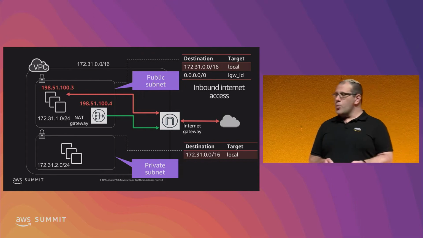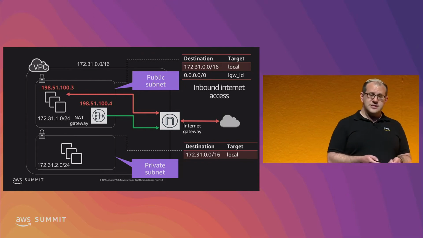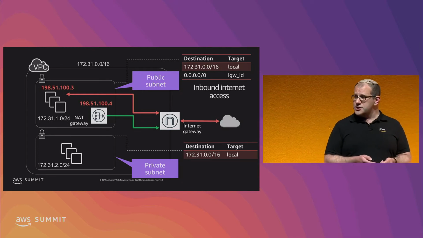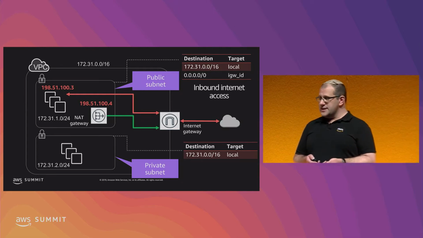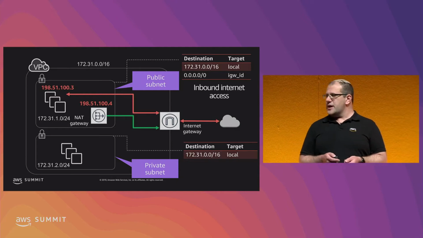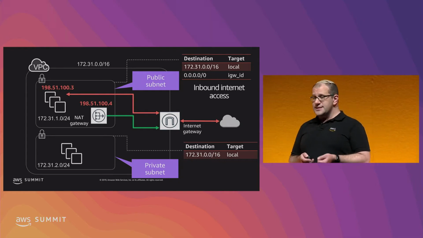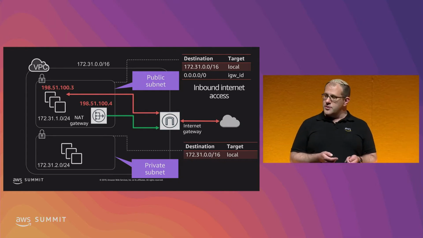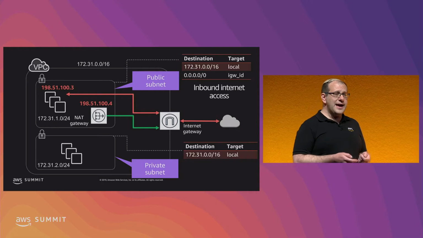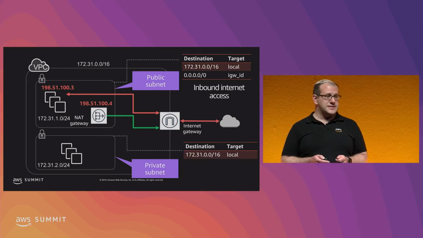NAT Gateway is a one-way valve. It allows systems inside AWS, inside your VPC, to get out to the internet, but it only allows responses to requests that have come from inside. If a request comes from the internet and tries to get through the NAT Gateway, it will get rejected. The NAT Gateway is a one-way valve that only allows responses to requests from inside.